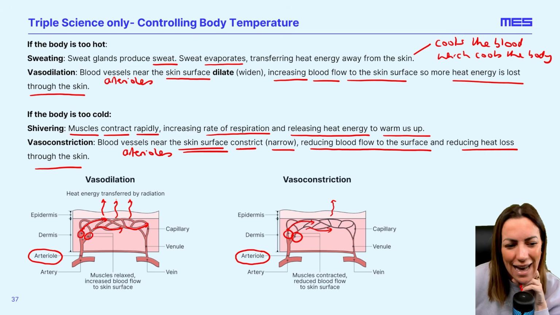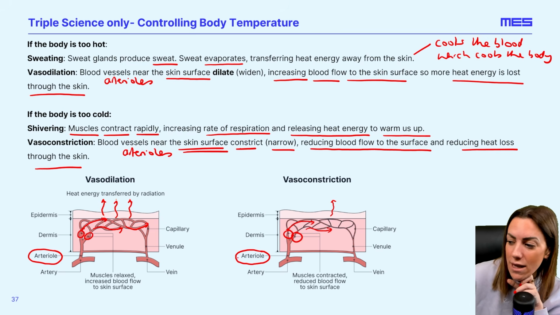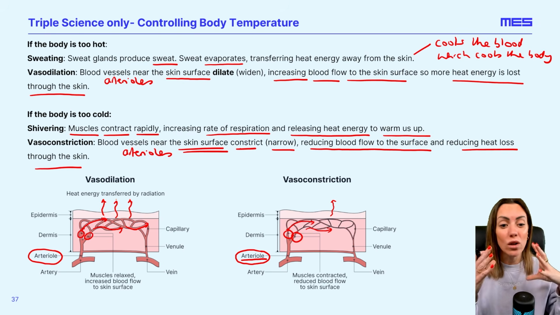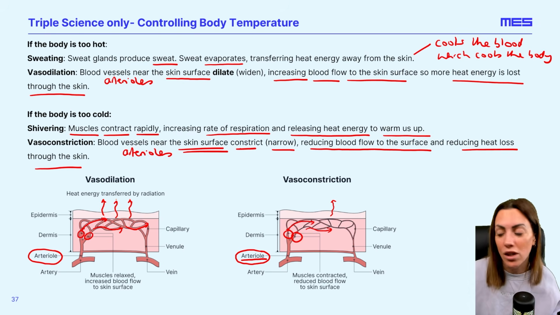You have to also be careful not to say capillaries dilate or capillaries constrict. It's not the capillaries doing this. Think back to your paper 1 knowledge. Capillaries do not have muscle in their wall. They cannot constrict or dilate. It is not the capillaries. So either specify that it's arterioles, or if you think you're going to forget that, just say blood vessels near the skin surface. But do not say capillaries, because it is not the capillaries. Their walls are just a single layer of cells with no muscle. They cannot narrow or widen.